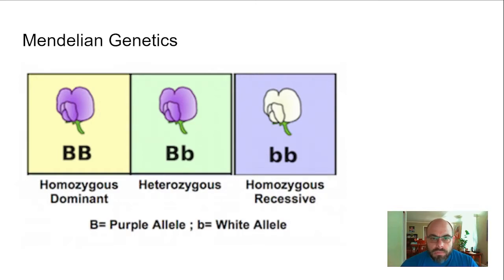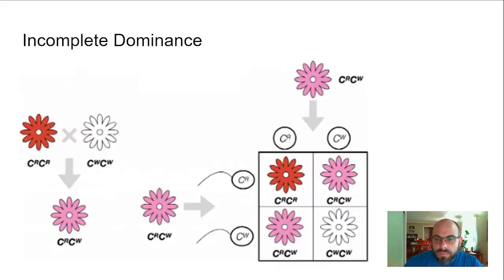And so when Mendel was doing his experiments, this is how he basically saw these really easy, plain things to see. But it turns out that not all genetics work this way. And so we're going to look at a couple of instances where it doesn't necessarily work the way that we'd think it's going to work. And the first one of those is called incomplete dominance.